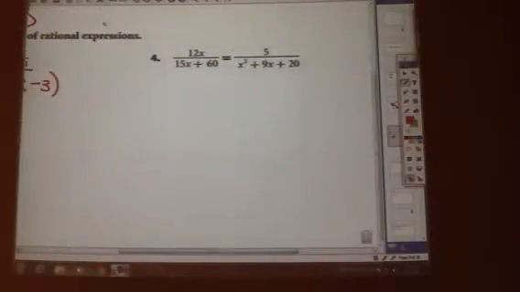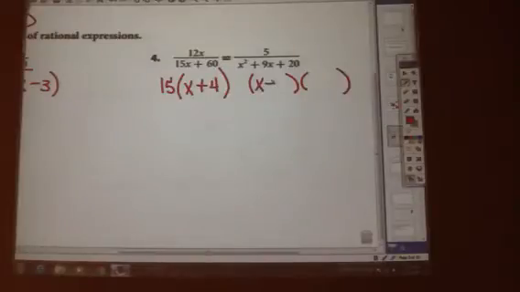Number 4. We're still just looking for the least common denominator. Over here on the left on this denominator, what do they have in common? 15. What does that leave me? X plus 4. Over here on the right, I'm going to have to factor that, which will factor into what? X plus 4, X plus 5.